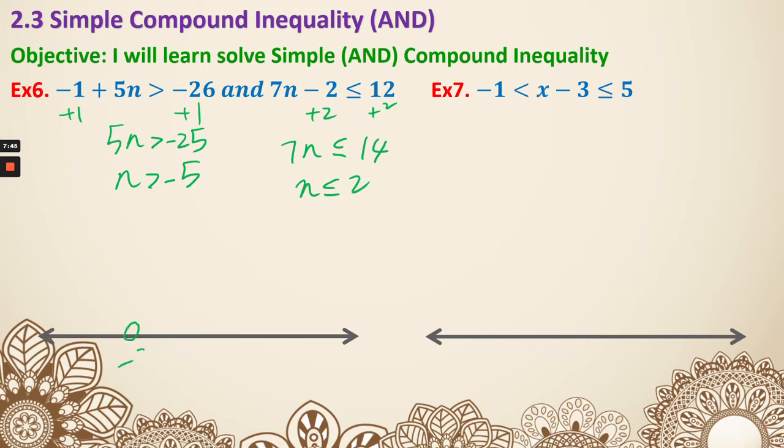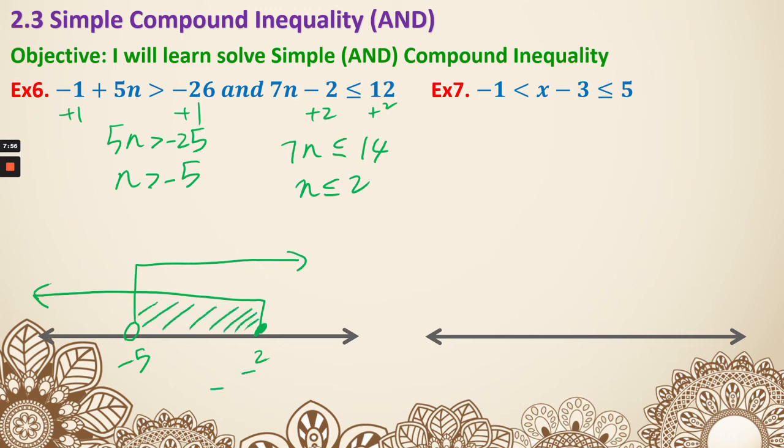So at -5, it's a donut. At 2, it is a solid dot. 2 is pointing to the left. -5 is pointing to the right. We need the middle part. So -5 is less than n, which is less than or equal to 2. That's example 6. Example 7.